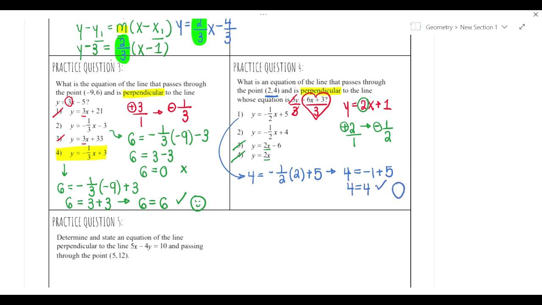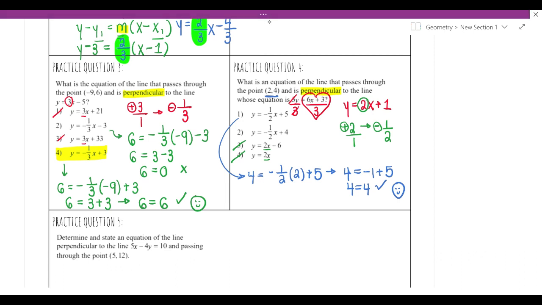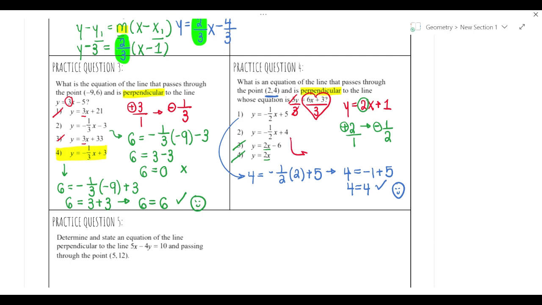But just in case, I'm going to try option 2. Because we always want to check our work, right? So y, I'm going to plug in that 4. And x, I'm going to plug in a 2. And here I see I have 4 is equal to, on the right side, I have negative 1/2 of 2 is negative 1 plus 4. And I know 4 is not equal to 3. So that doesn't work. So now I know that the correct solution is option 2.